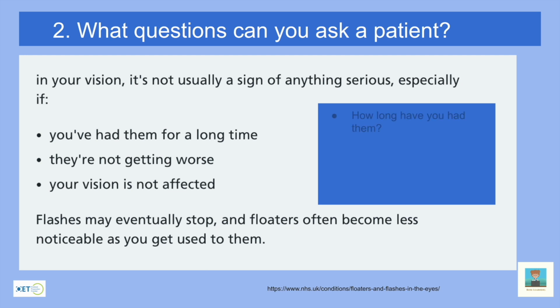Well, you could say, how long have you had them? Something really simple. How long have you had them? We use a present perfect because we're connecting the past to the present right now. How long have you had them? Question number 2, are they getting any worse? So you're using present continuous here to talk about progression. Are they getting any worse?